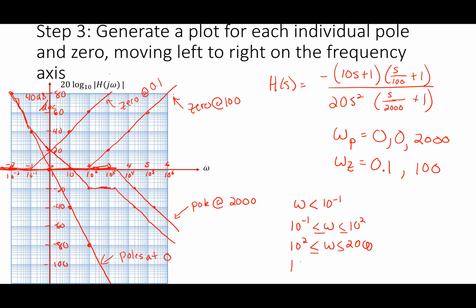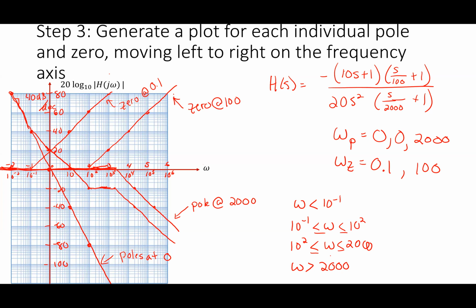And then from 2000, say for omega greater than 2000. Those are the ranges in between my breakpoints. So for everything less than 10 to the minus 1, then between 10 to the minus 1 and 100, and then between 100 and 2000, and everything greater than 2000. What I did there is I just defined out the breakpoints. You with me on that?